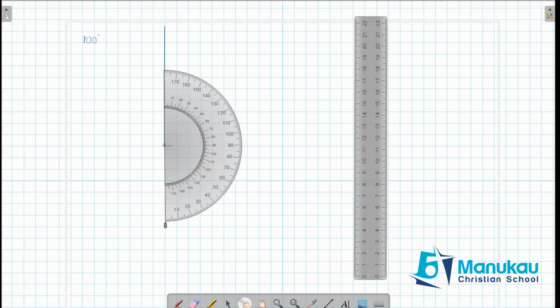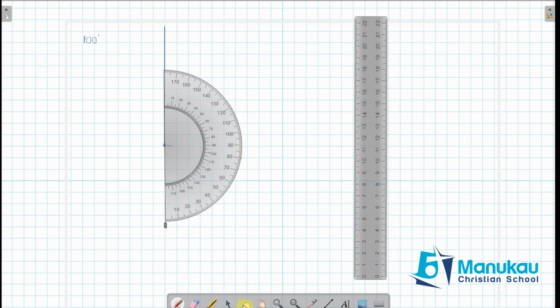Now, here's where some students get a little bit confused. Okay, where is 100 degrees? Oh, here it is. No, it's not. We're starting at 0, 0, 0, not at 180. So you're going to use these numbers on this part of the dial. So 100 degrees is about there. So I'm going to put a point there. Now you might have to put it here on yours because you don't have a computer like I do.